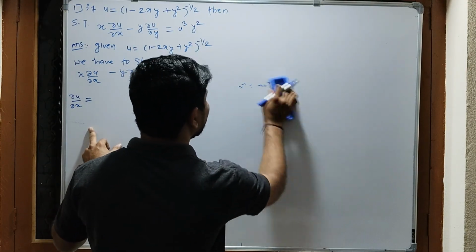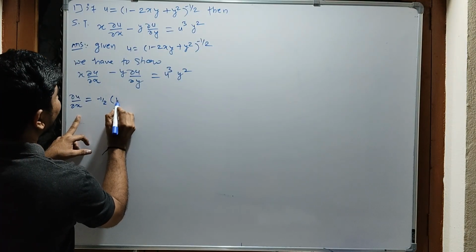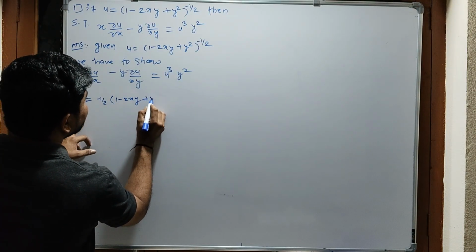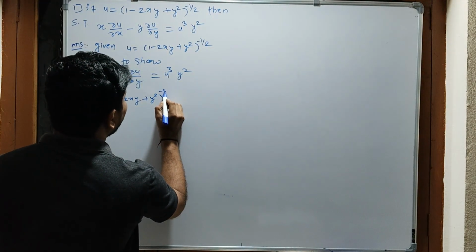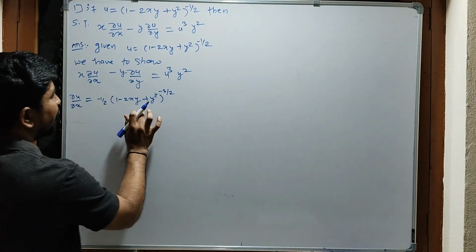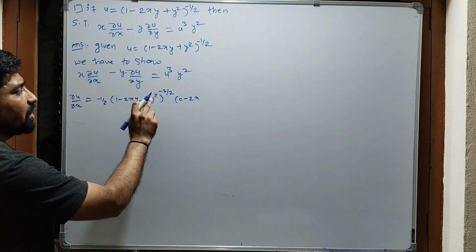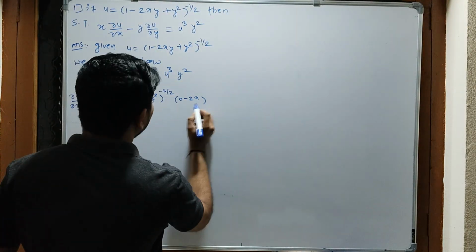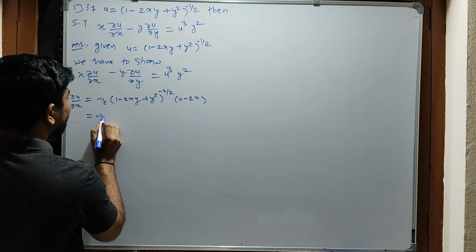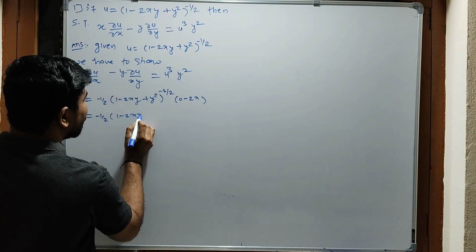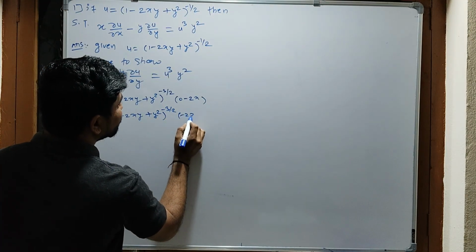So here, keeping y as a constant in single variable, the derivative is minus 1 by 2 times (1 minus 2xy plus y square) to the power minus 1 by 2 minus 1, that is minus 3 by 2, and the derivative of the inside is 0 minus 2x, and the derivative of y square with respect to x is 0. So this is equal to minus 1 by 2 times (1 minus 2xy plus y square) to the power minus 3 by 2, times minus 2x.